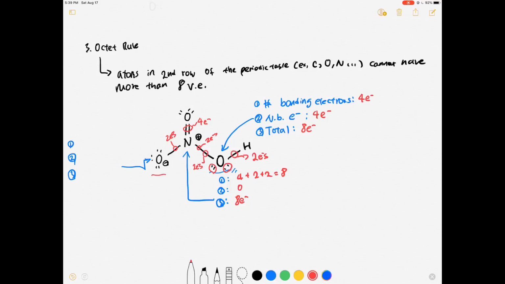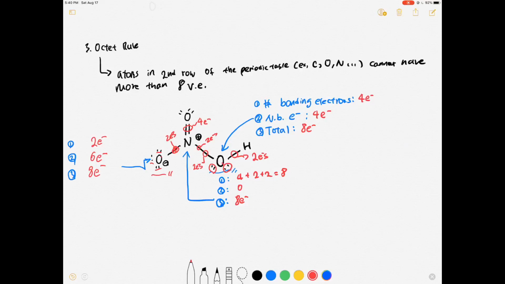Cool. Then for this oxygen, it has two bonding electrons with a bond with the nitrogen. So there's 2 electrons. And how many lone pairs? It has 1, 2, 3. So 6 electrons are non-bonding. So in total, 2 plus 6, 8 electrons in total. So as you can see, all these oxygens and nitrogen are following the octet rule. They all sum up to a total of 8 electrons, making bonds or non-bonding. Right? Okay.